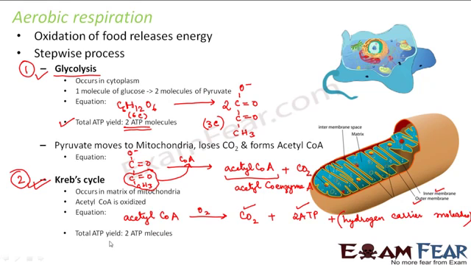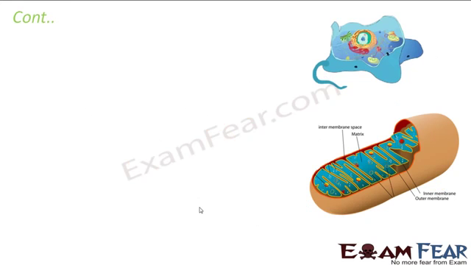So what is the total ATP yield here? 2 ATP molecules are again produced here. In glycolysis 2 ATP molecules were produced. Again in Krebs cycle 2 ATP molecules were produced. Now you can see that in this step oxygen is needed and that is why it is aerobic respiration. Now what is the third step?